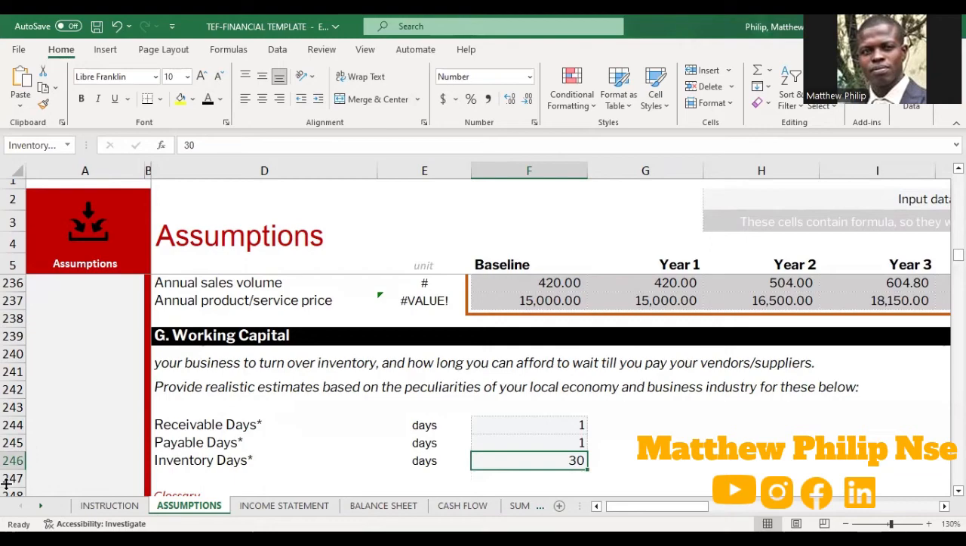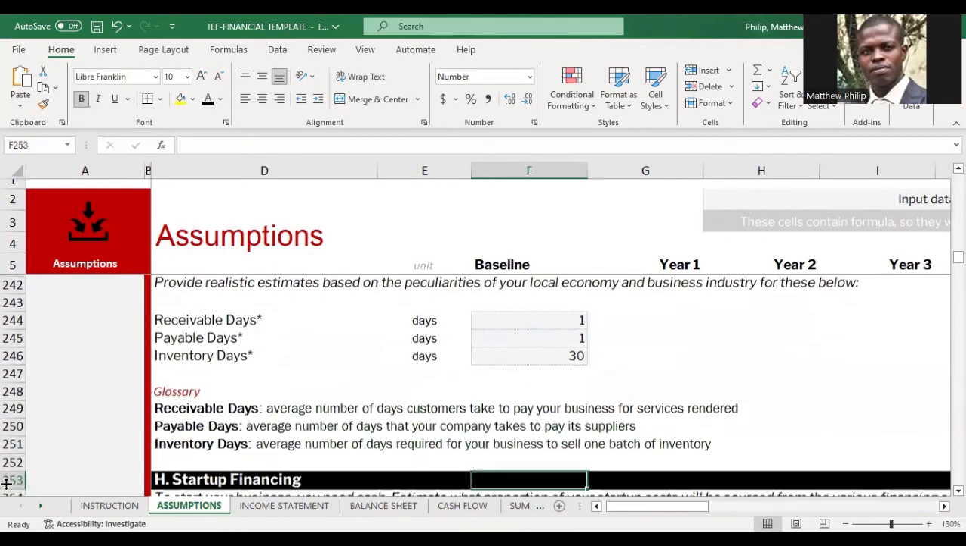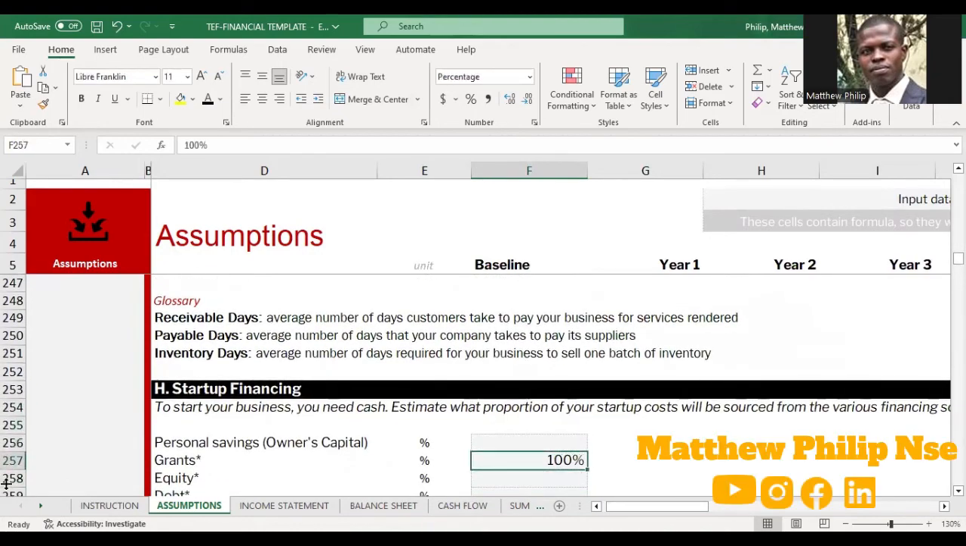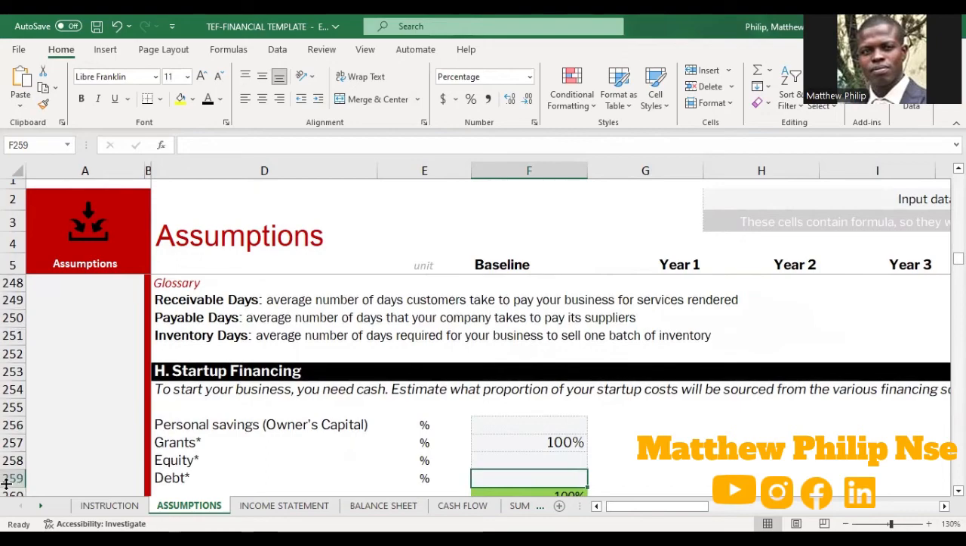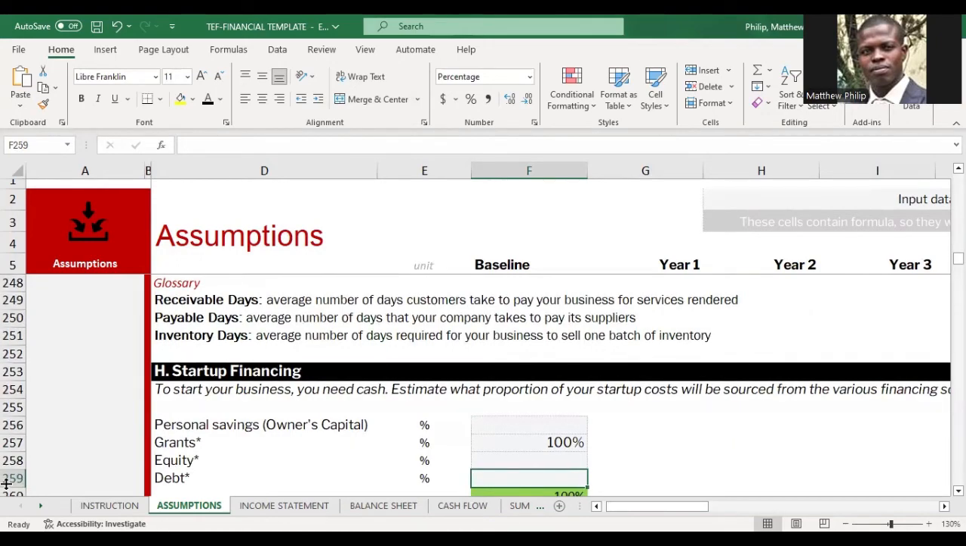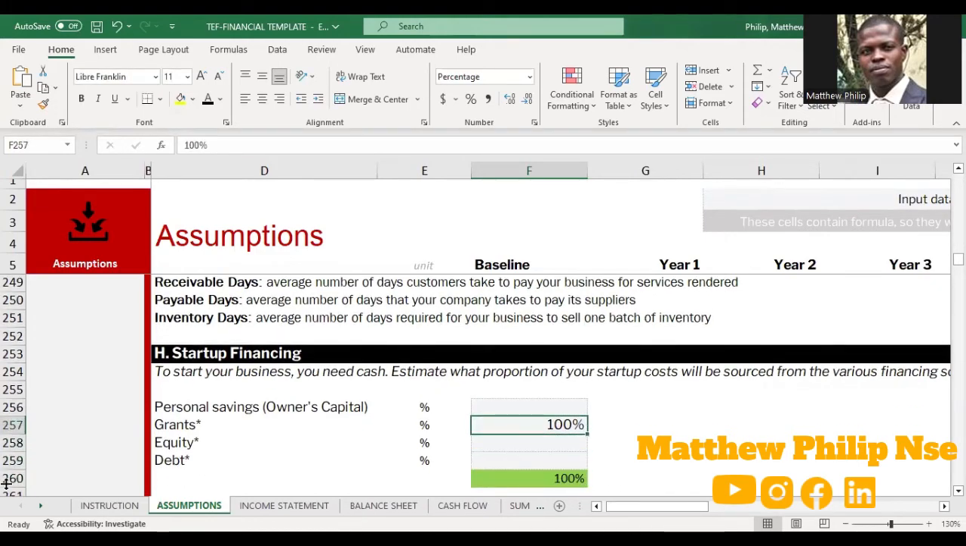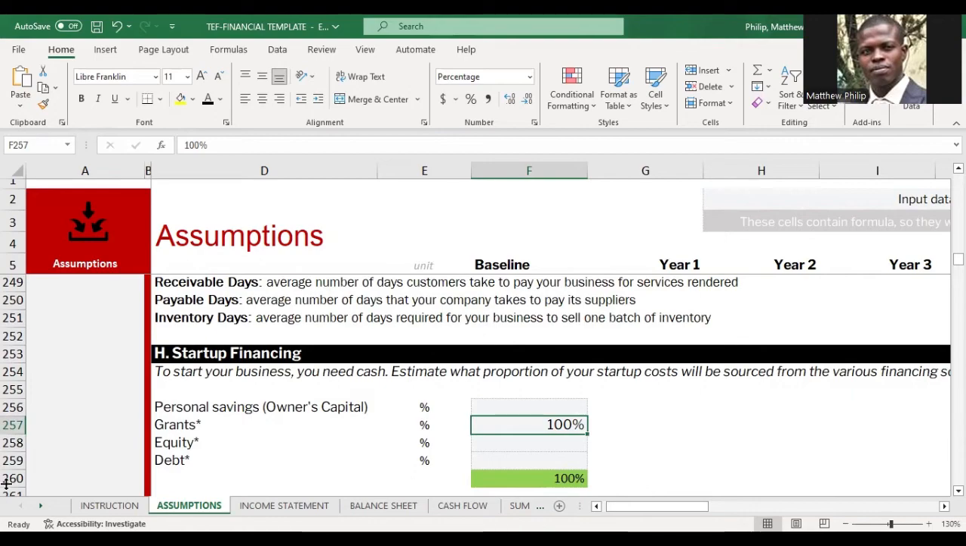Inventory, your stock: for you to avoid running out of stock, this entrepreneur is saying that every 30 days he or she will be restocking. So you have to input your own stocking days. Having said that, we'll now move to startup financing. Here it's talking about your sources of finance. Recall that this entrepreneur needs 6 million naira to start this business, and he or she is saying that all the 6 million naira will come from grants. That's why we have 100% here.